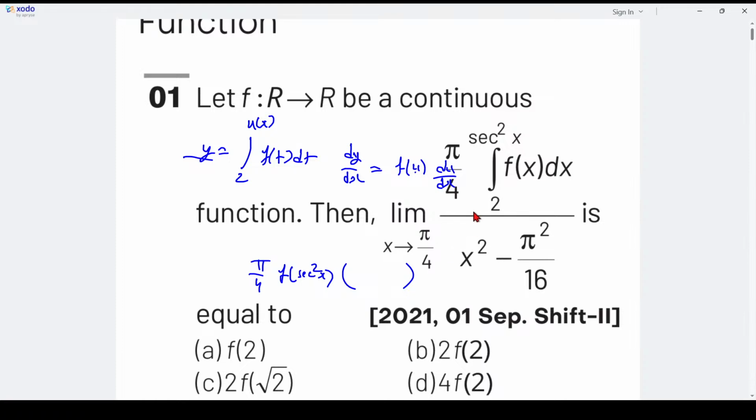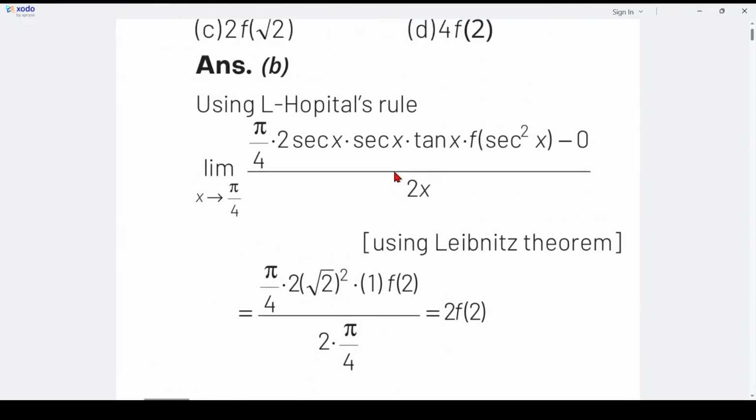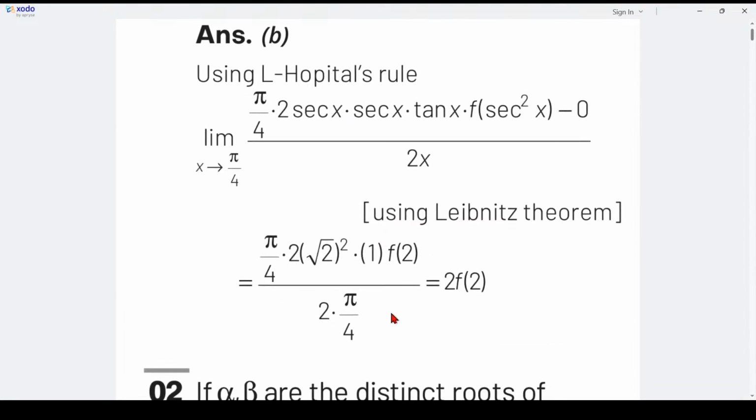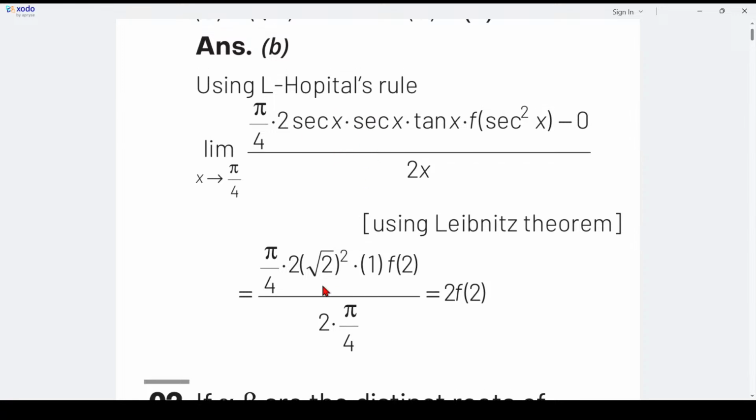Then what happens to the denominator? The denominator is plain 2x. Now we can substitute pi by 4 here. So there is no problem. Here we are not getting zeros in the denominator. We can directly substitute pi by 4 in the numerator as well as the denominator now.